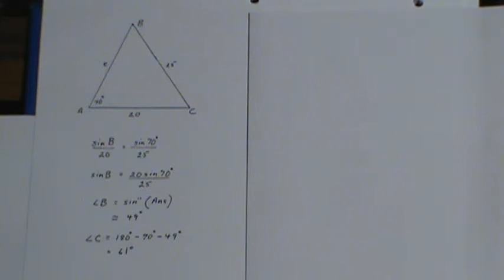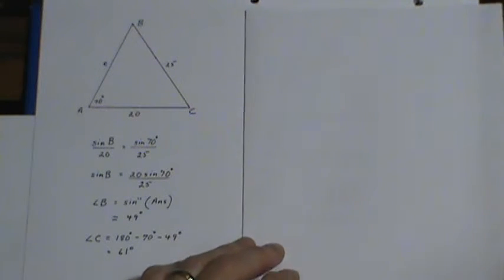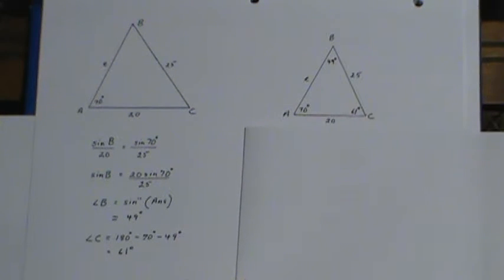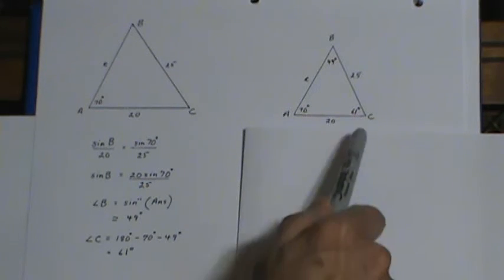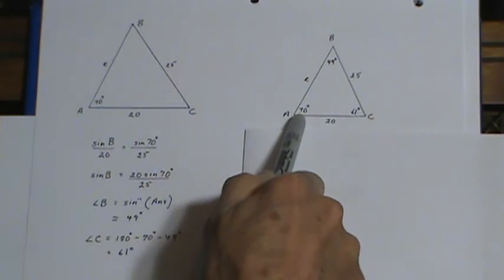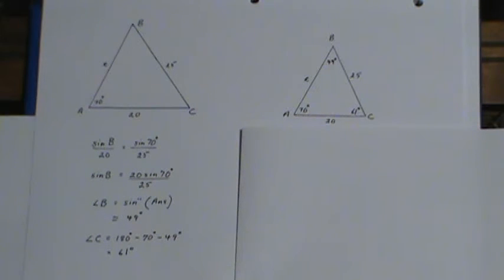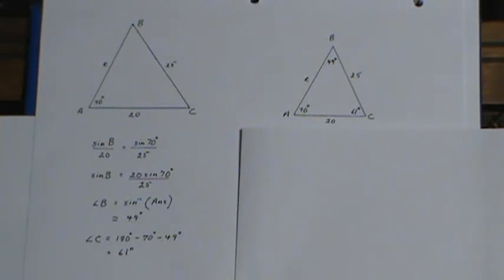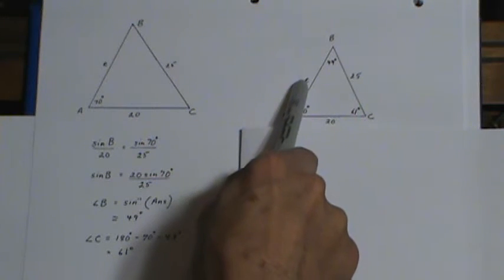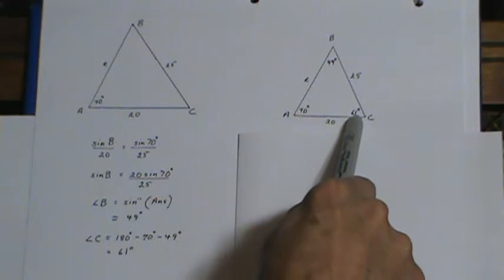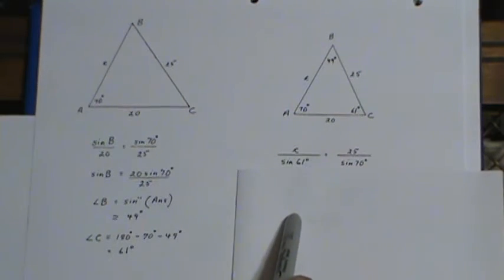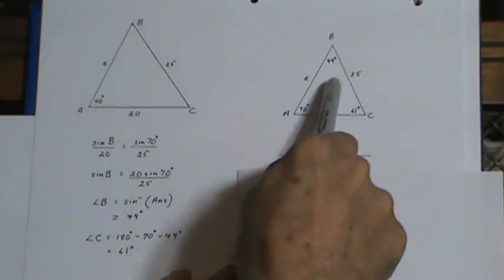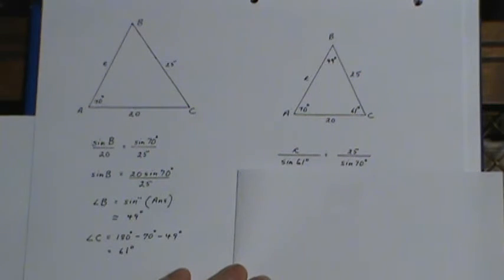Now what I've done over here is I've redrawn the diagram with the information that I have so far. I have the 61, the 49, and the 70. The only thing left to find is side C. So this time I'm going to put that on top. I always like to put the unknown on top, then I have fewer things to move around. So I'm going to put C over sine 61 equals, again, 25 over sine 70.